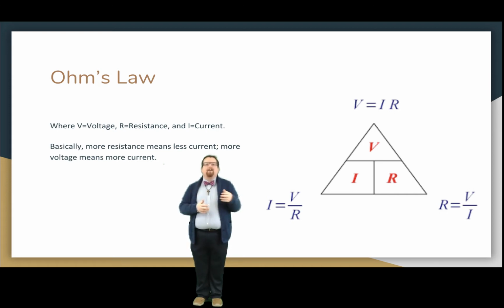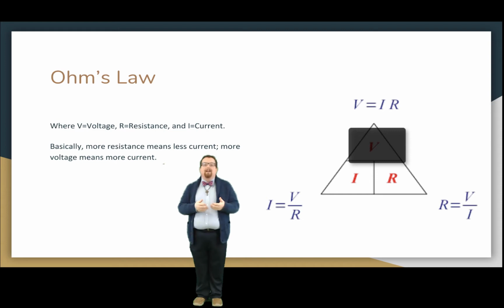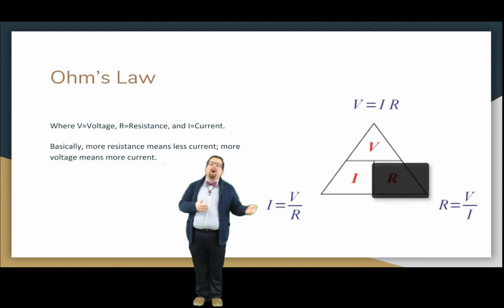Basically, the more resistance we have, the less current there is, or the more voltage we have, the more current there is. You're welcome to copy down these three equations and or the triangle that's here. If you're using the triangle for the equation, you just cover up whichever variable you're looking for, and what's left is your equation. So if you cover up V, then that's equal to I times R. Or if you cover up R, that's equal to V divided by I.